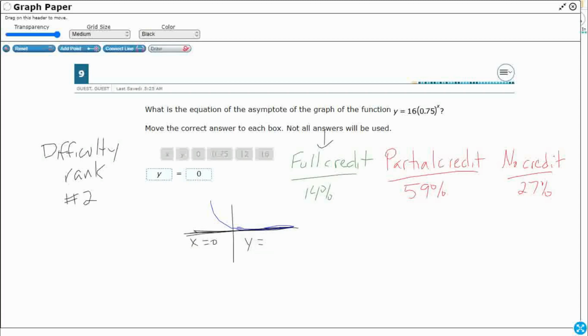So if it's on the x-axis, we're looking at a y equals, just like if we were looking on the y-axis, we would be looking at an x equals 0. So that's the confusing part right there. But that's what makes this so difficult: you have to interpret this, you have to graph this, you have to know what asymptote means, and then you have to plug in the correct equation.